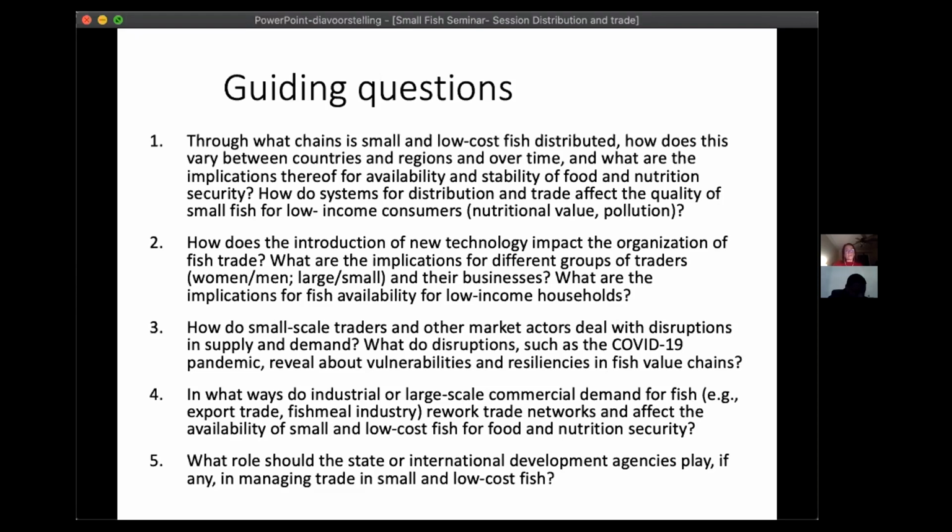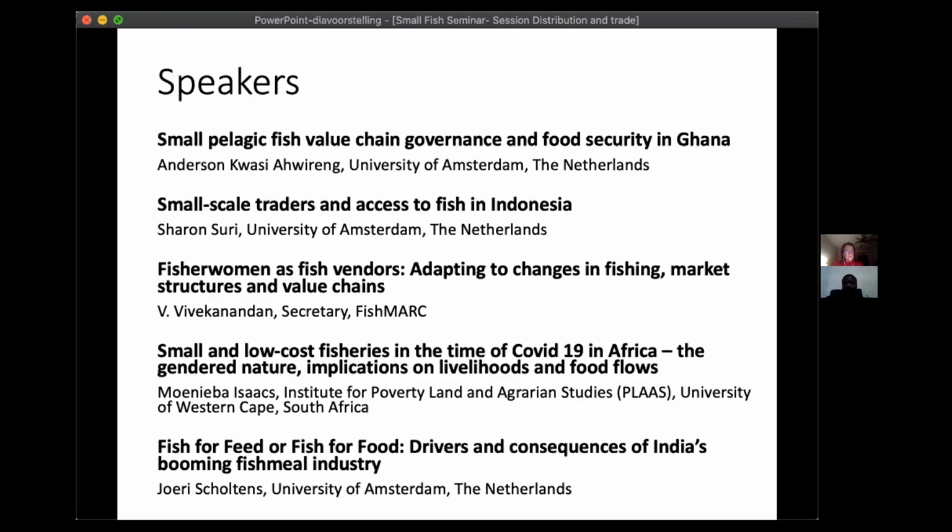Another question that we're considering is, in what ways do industrial or large-scale commercial demands for fish, for example from export trade or the fishmeal industry, rework trade networks and affect the availability of small and low-cost fish for food and nutrition security? And then finally, what role should the state and or international development agencies play, if any, in managing trade in small and low-cost fish? If you could advance to the next slide.